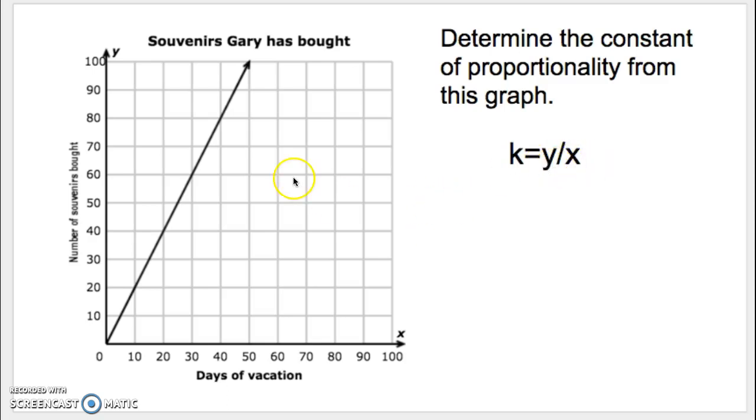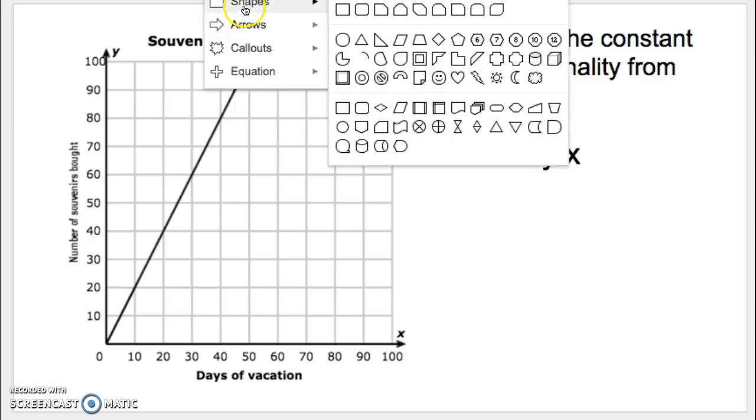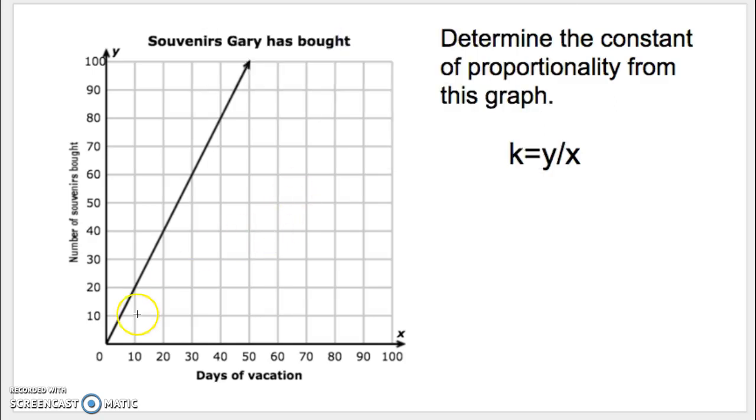So the first thing we need to do is look at our line. We see it goes through our origin, 0, 0, and it's a straight line. So we know that it is proportional. The next step is that we need to find a point on this line that goes through the corners. Something over here doesn't go through the corners of the grid. We need to find a point that goes through the corners.